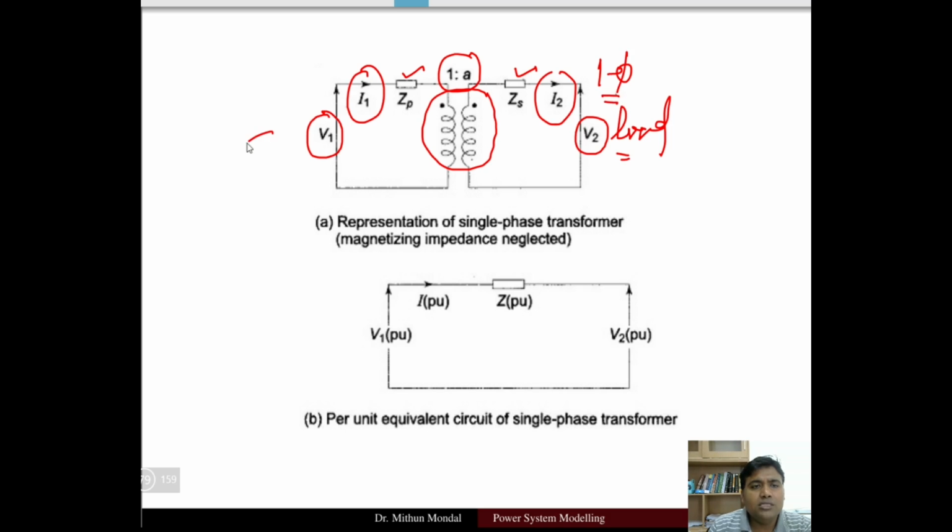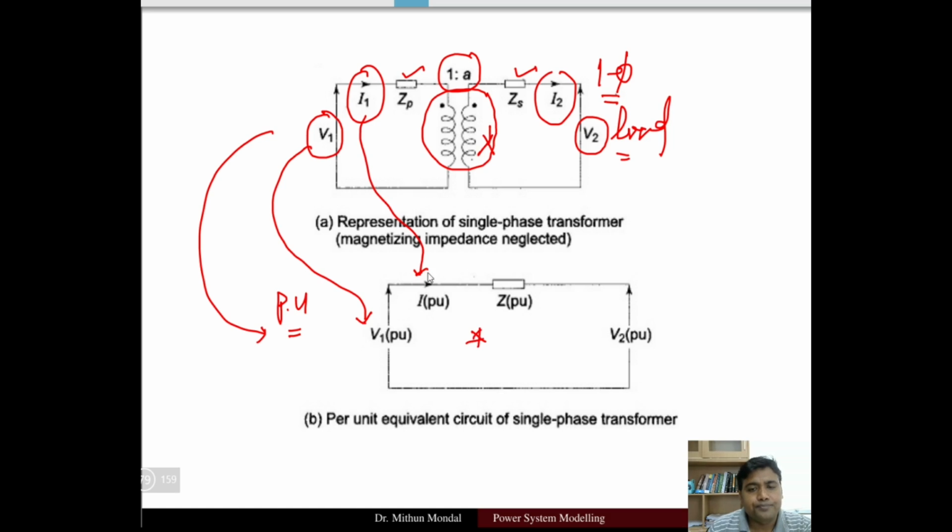We want to convert this transformer into per unit values. So if we want to convert this transformer into per unit values, the voltage will be converted as V1 per unit, the current will be converted as I per unit, and this ideal transformer will be replaced in the per unit equivalent circuit of a transformer with a single impedance Z per unit, and here we have V2 per unit. So we see that the circuit of a transformer when converted to per unit values is quite simple as compared to the actual transformer.